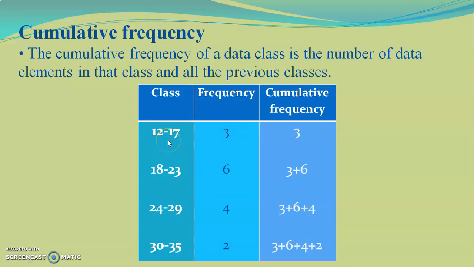Since this is the first class, the frequency and the cumulative frequency will be the same because there is no previous class. But in the second class, the frequency is, for example, 6. And the cumulative frequency will be 6 plus that of the previous class, 6 plus 3. And in the case of the third class, 24 to 29, if the frequency is 4, the cumulative frequency will be 4 plus 6 plus 3. Okay, this is the cumulative frequency.